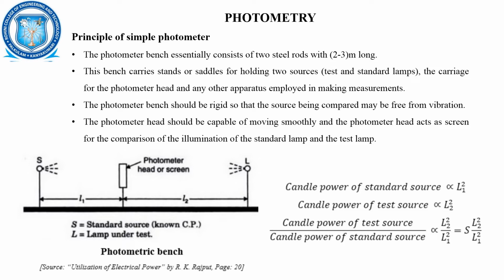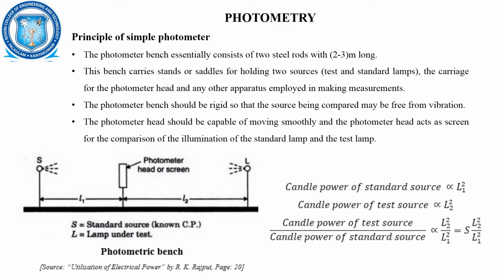The photometer bench should be rigid so that the sources being compared are free from vibration. It should not have any vibration, and when the source is fixed to the photometer bench, it should be rigid. Vibration should not cause any changes in the illumination effect. Since the source should be fixed in its position, it should be rigid in nature. Next, the photometer head should be capable of moving smoothly, and it acts as a screen for the comparison of the illumination of the standard lamp and test lamp.